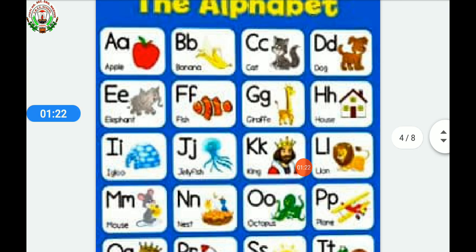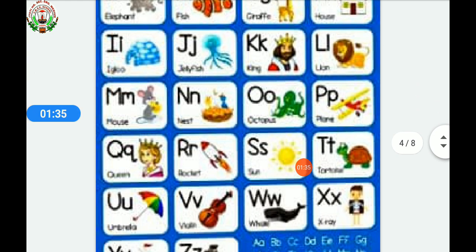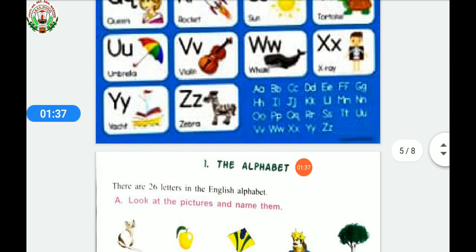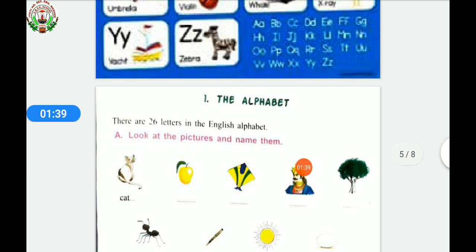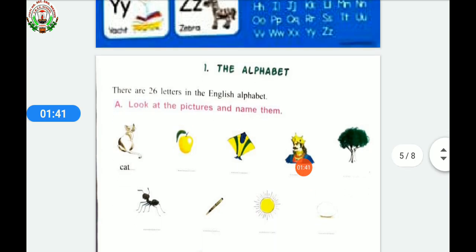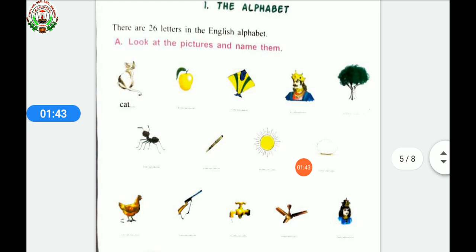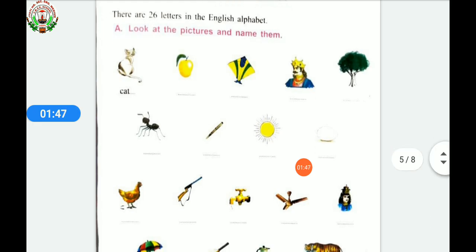Dear children, we also learned many new words starting from these letters from A to Z, like A for apple, B for banana, C for cat and like this. So let us start our today's lesson number 1, the alphabet. There are a total of 26 letters in the English alphabet. See children, the first question is, look at the pictures and name them.